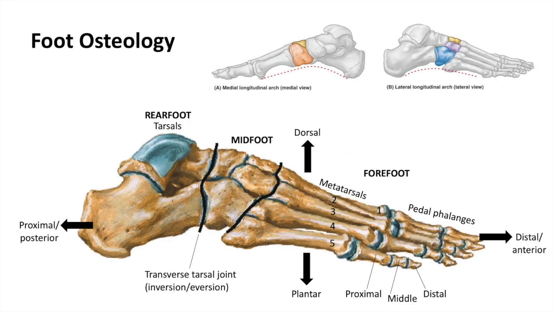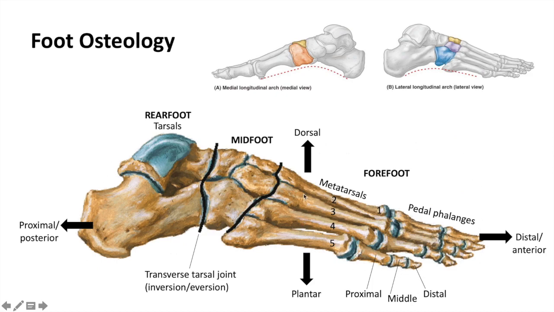Okay, so we're going to go ahead and talk about the foot. We're going to start with the rear foot. It has our tarsals, so we've got our talus and our calcaneus. Then we have our midfoot. Our forefoot consists of our metatarsals and then our phalanges. As you'll notice, we had metacarpals and phalanges in our hand, so this is very similar to our hand. The most distal part, of course, is going to be our phalanges, and just like in the hand, we've got proximal, middle, and distal phalanges.